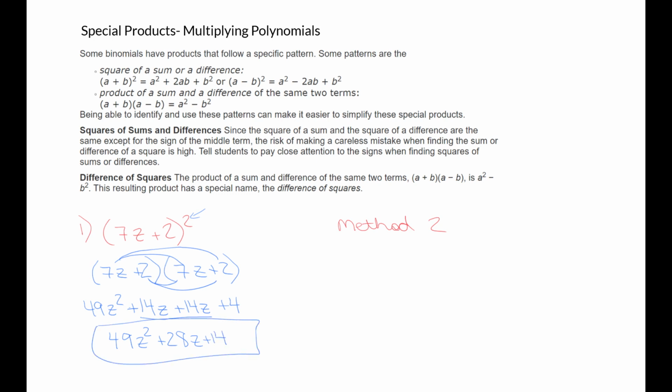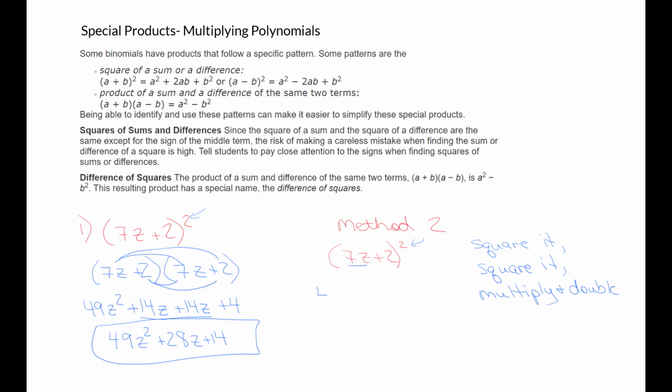And if you want to do that, that's fine. But today, the whole point is to show you how you can use a different method when you have these special products. So originally we're going to use the same problem, 7z plus 2 squared. Now when I'm teaching you this, if you see the squared right here, I have something that I use and I say: square it, multiply, and double.